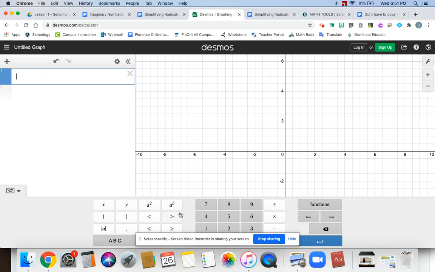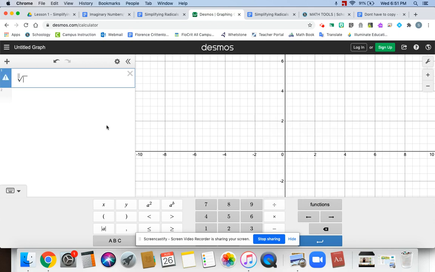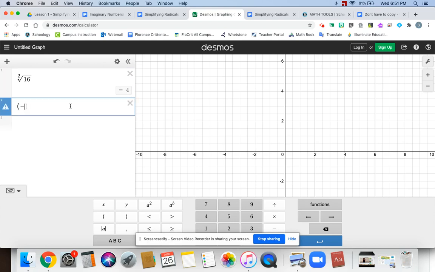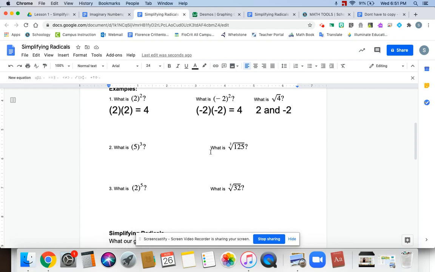Like in the calculator, if I did the square root of 16, it's going to only tell me 4, because 4 times 4 is 16. But negative 4 times negative 4 is also positive 16. So when you take square roots, there are always 2 answers, the positive and the negative one. So that's very important to remember, because it will always show up.